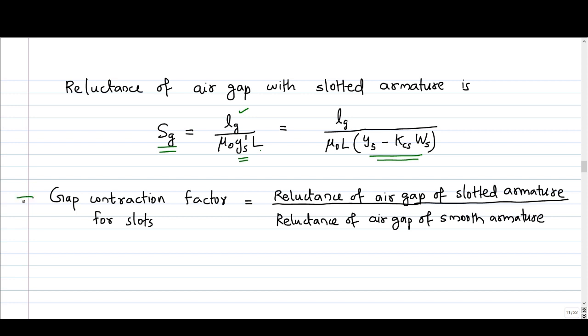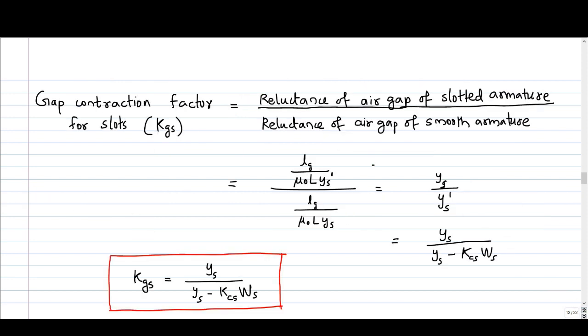Now we will define another term known as gap contraction factor for slots. So it is defined as the ratio of reluctance of air gap of slotted armature to reluctance of air gap of smooth armature. Reluctance for slotted divided by reluctance for smooth armature. Okay. So we will calculate it. So for slotted armature, we know that reluctance is Lg divided by mu 0 L into Ys dash. And for smooth armature, air gap reluctance is Lg by mu 0 into L into Ys. So the point to remember is length of air gap, permeability, core length. These three factors are same for both the slotted armature and the smooth armature. Only thing is the slot pitch is changed to Ys dash in the case of slotted armature.